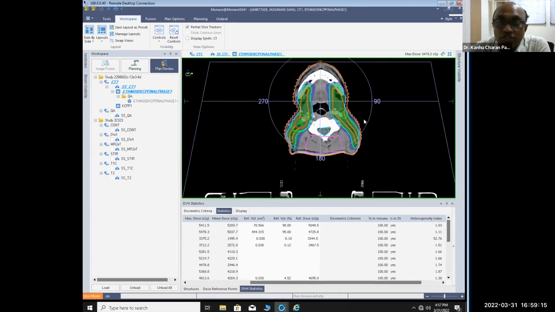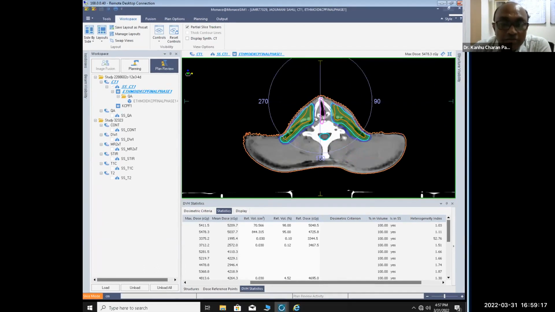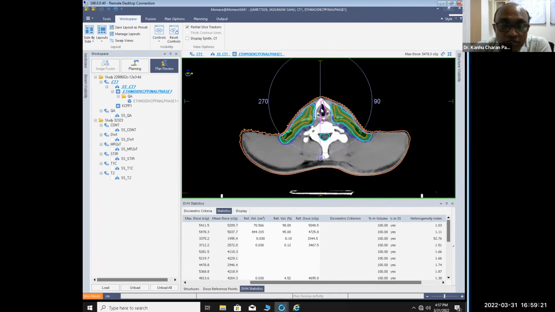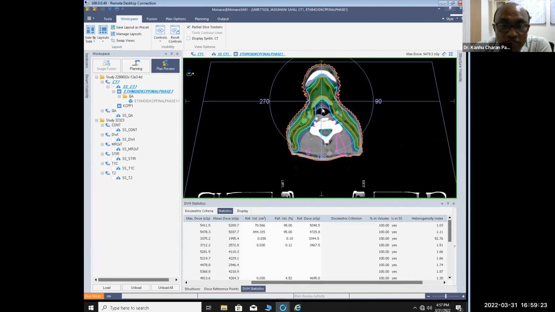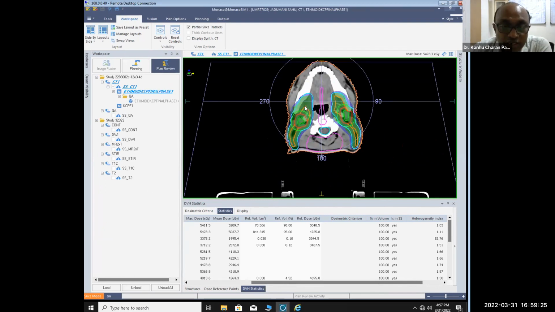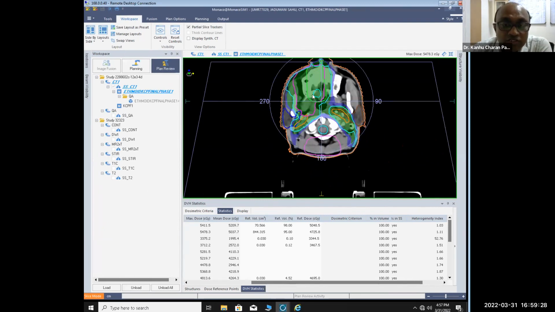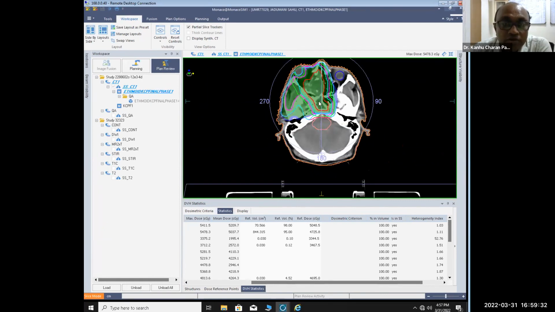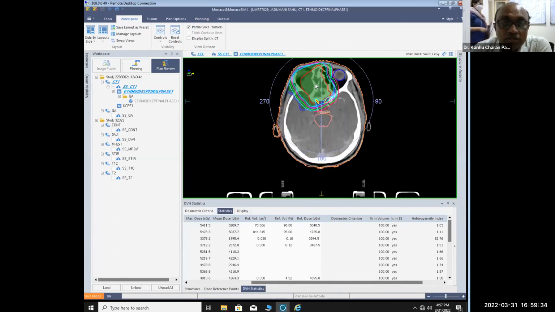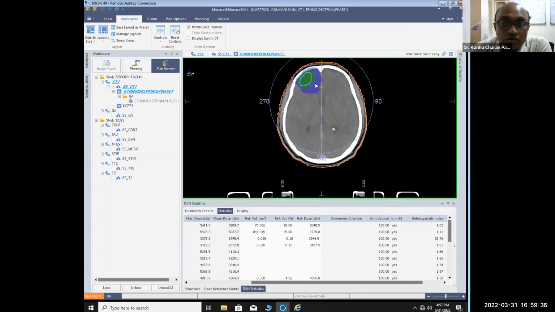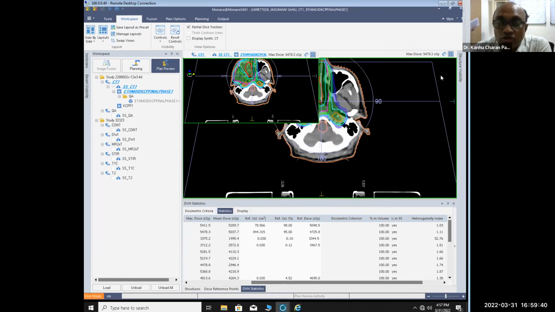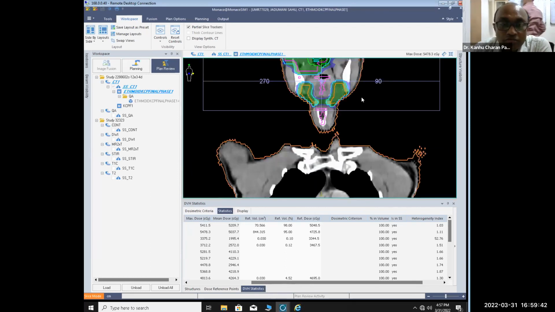So you see here, image by image, you see it in axial view. You see any underdose area or high dose area in the CT, MR, in planning. You can see this is your GTV. There is no underdose area. It is mostly covered by 95 to 100% this area. There is no underdose. You have seen in the axial view.